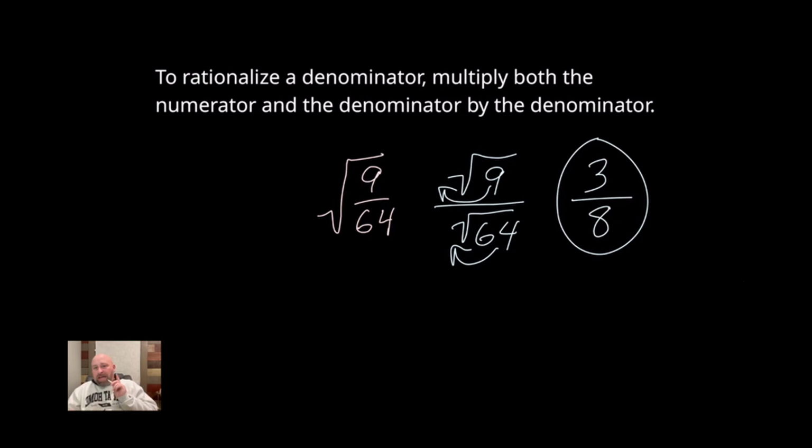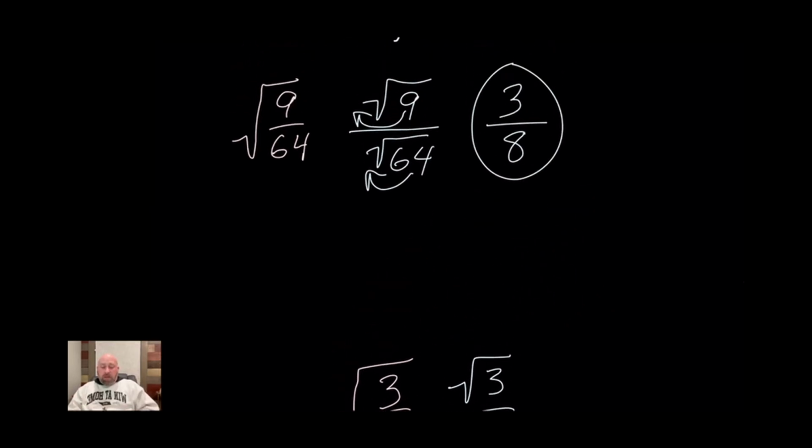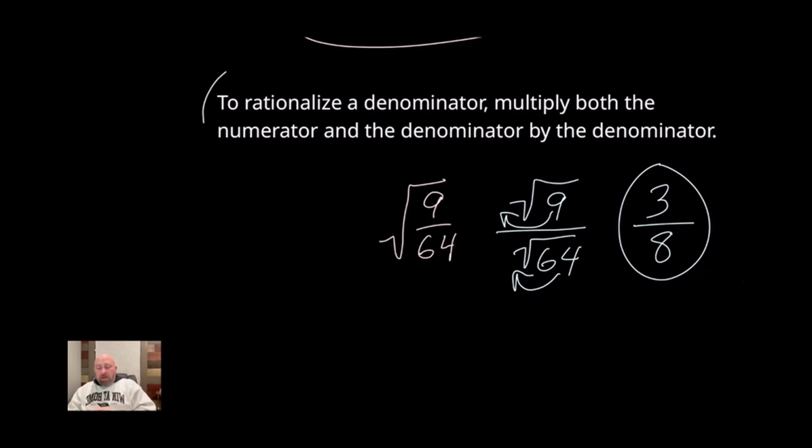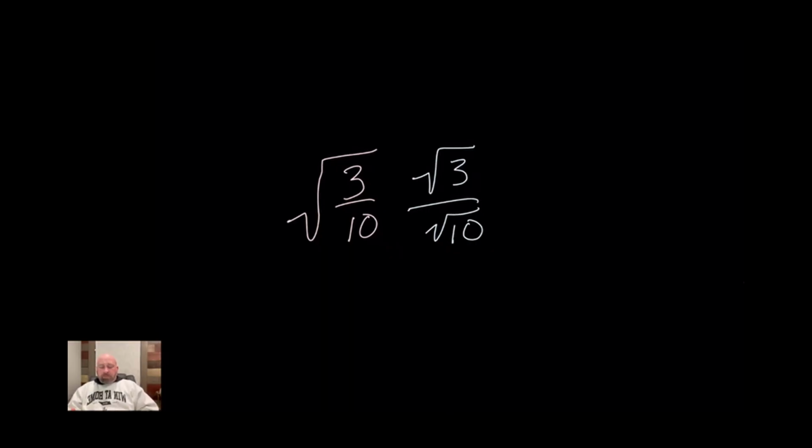But what happens when that doesn't happen? What happens when you get something like this one down here where you have the square root of 3 over the square root of 10? The square root of 3 doesn't rationalize, and the square root of 10 doesn't rationalize. So now what do we do? Well, check this out. To rationalize a denominator, multiply both the numerator and the denominator by the denominator. It's like, whoa, what? When I show it to you, I think it's going to make a lot more sense.